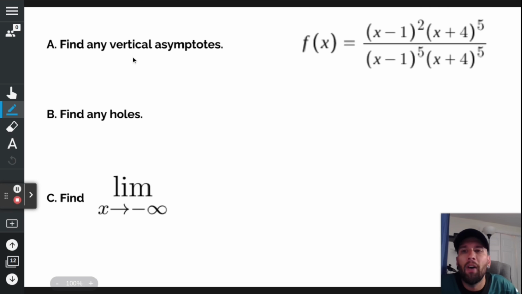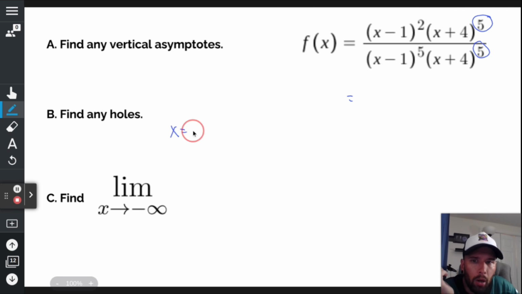Multiplicity everywhere. Find any vertical asymptotes. Well, okay, I can do this. Now, let's ignore that problem for a second. Find any holes. See how these guys are the same exact denominator? Holes are going to exist at negative 4.